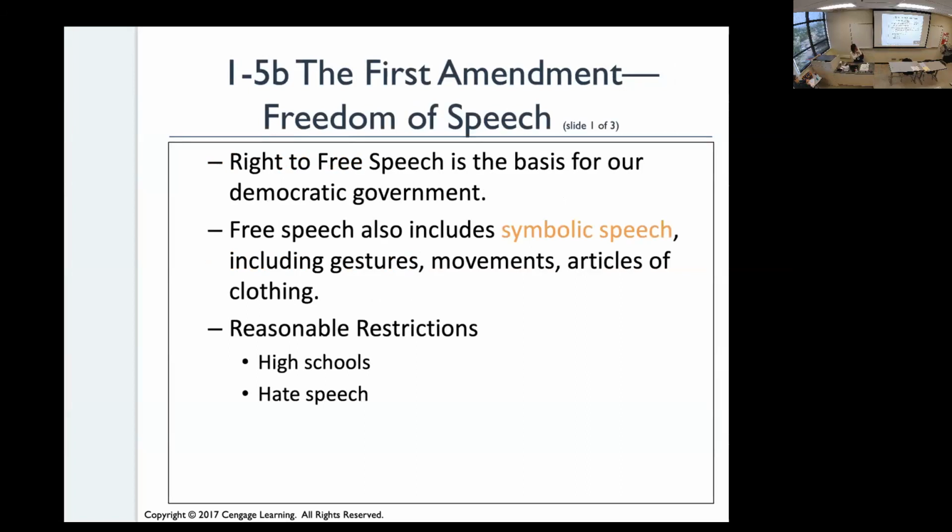Next topic is the amendments. These are some of the amendments we're going to cover, and they're going to come up in future chapters as well. Freedom of speech. The right to free speech is the basis for our democratic government, right? Free speech also includes symbolic speech. It's not just words, but gestures, movements, articles of clothing, and so forth. However you want to express an opinion, right? There are some restrictions. Hate speech is illegal. You can't do hate speech, that can be stopped. And sometimes high schools will restrict articles of clothing, because in areas where there are gangs, gangs wear different colors, right? It could pose a security risk to the students. So they can restrict you from wearing certain things while in school, right?